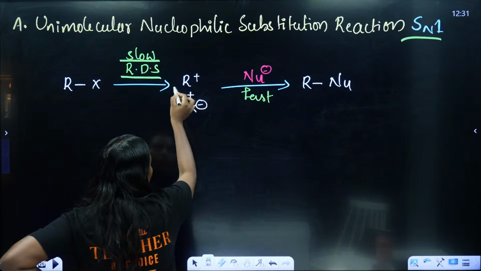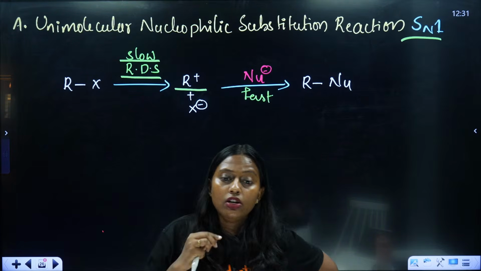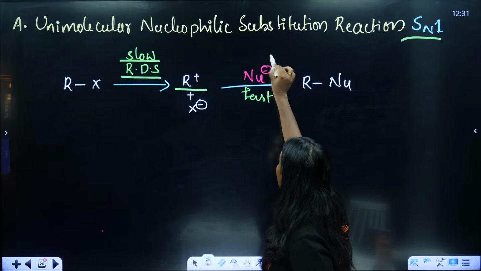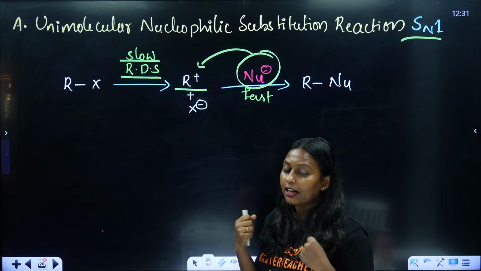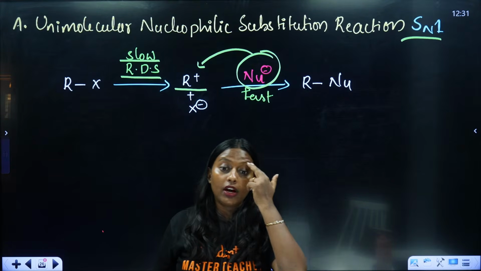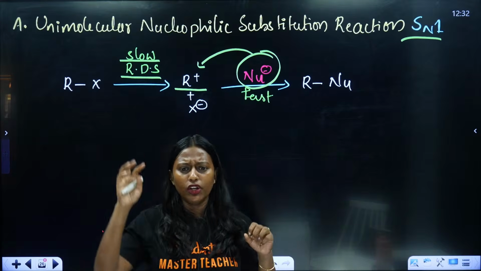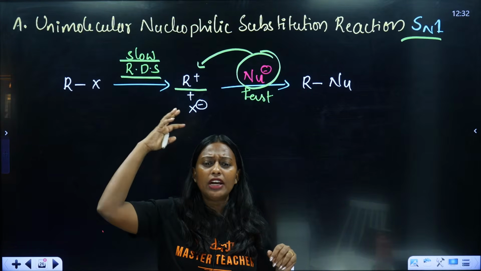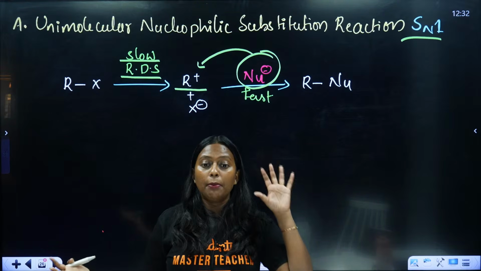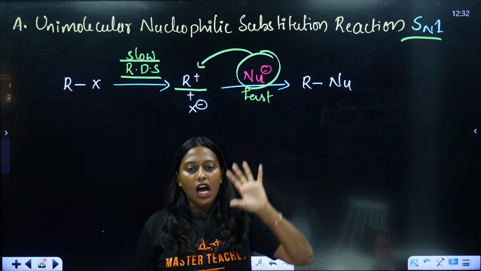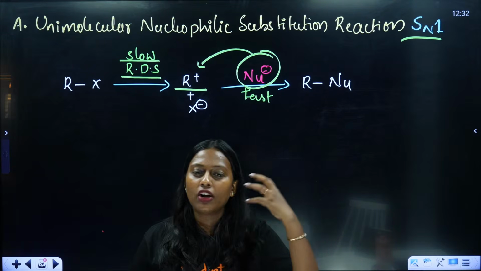Then what will happen? Here you can see a carbocation will form. In the second step, the nucleophile will attack this carbocation. What is a nucleophile? We know that a nucleophile has a negative charge, which means the electron density is high in the nucleophile. But R plus is an electrophile. Electrophile means less electron density is there.